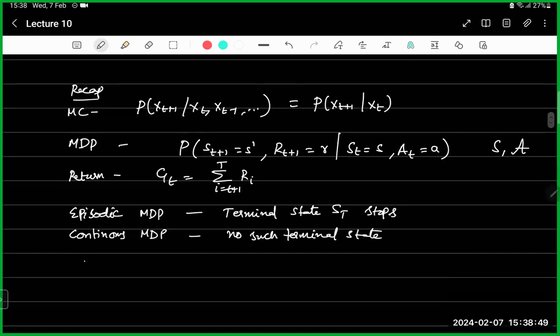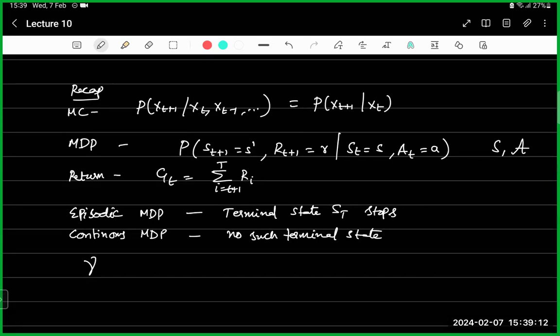And what is the discount factor? Why is it useful? G t can be unbounded in the continuous MDP setting, right? Because there is no stopping state, it will go on forever. So you are summing all the rewards till infinity, and your G t can go unbounded.